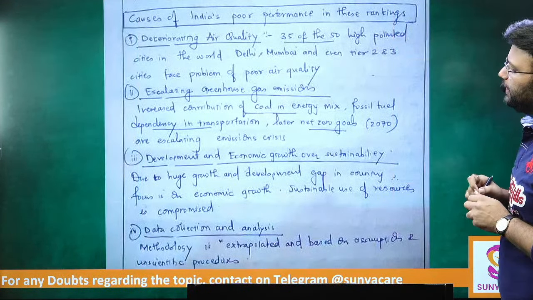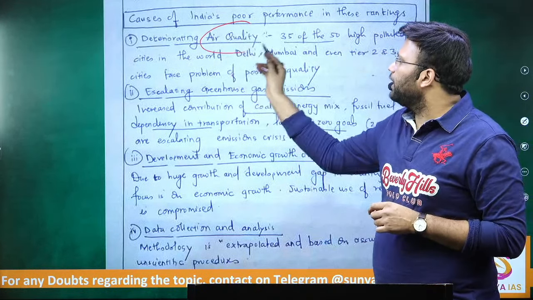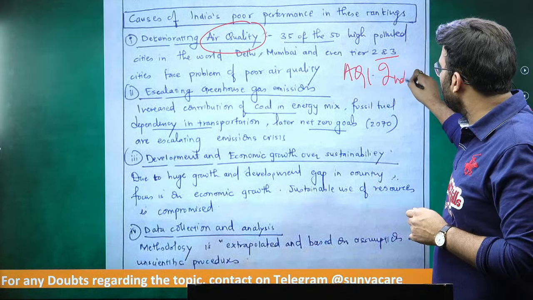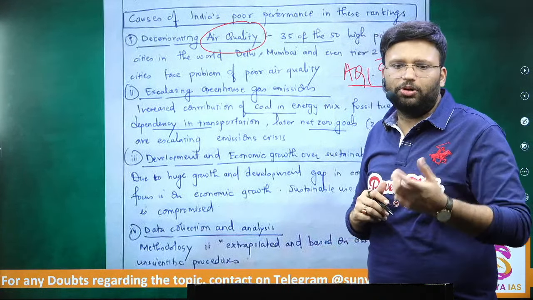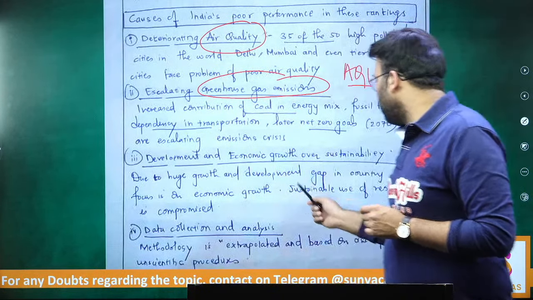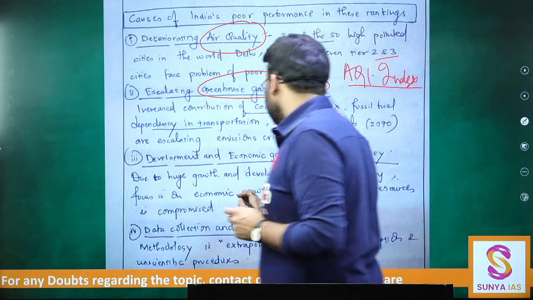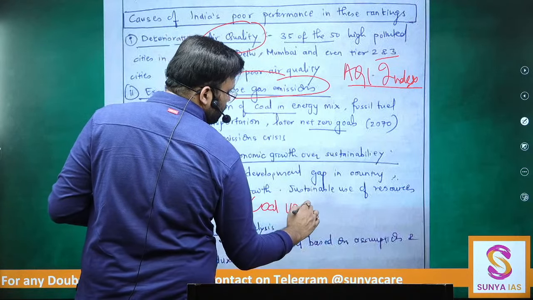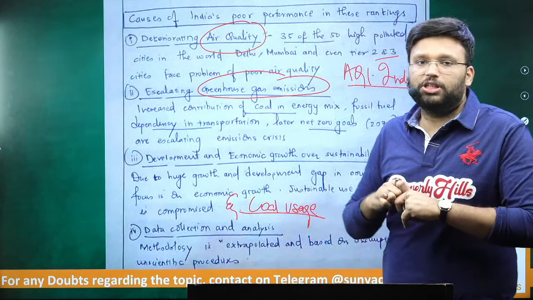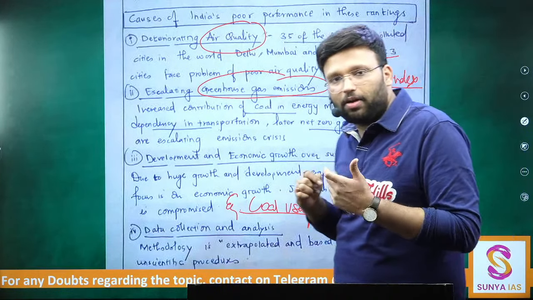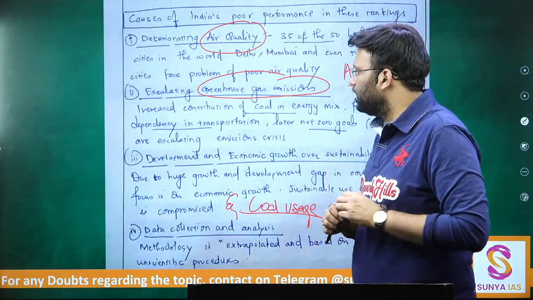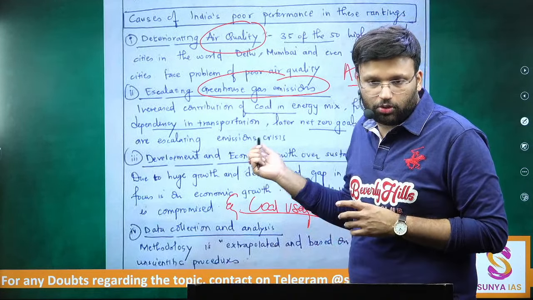So in causes, see how the presentation has been done, very crisp points are there. Deteriorating air quality: I think some report should have been given, the AQI index report and air quality report, different reports are there when it comes to air quality. Escalating greenhouse gas emissions, development and economic growth over sustainability. Here you can give the example of how coal usage in India is seeing a constant rise. India is saying we will keep using coal more and more because we have developmental needs. Data collection analysis, in causes they did not come up with much in the answer. A lot of things could have been added when it comes to the causes, those are missing in this answer.